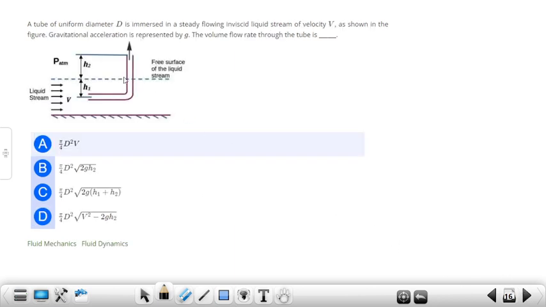Next question. A tube of uniform diameter D is immersed in a steady flow of inviscid liquid stream of velocity v, as shown in the figure. Gravitational acceleration is represented by g, and the volume flow rate through the tube is.